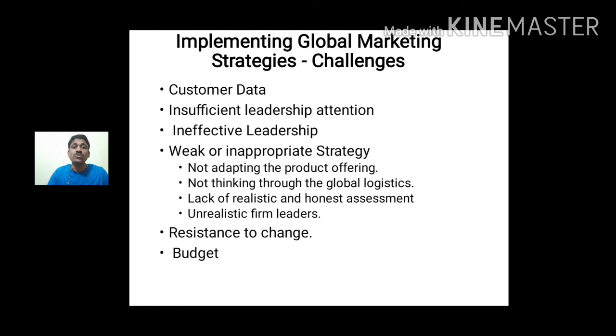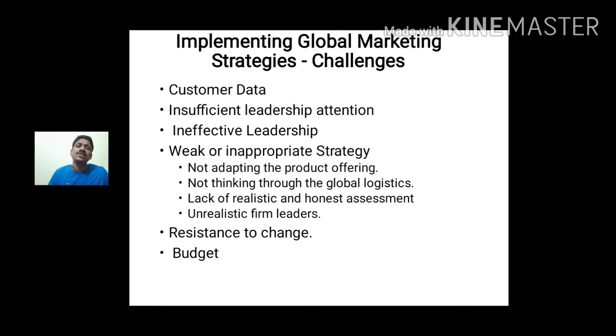And sometimes one more challenge is unrealistic firm leaders. The firm leaders are not realistic. They will give false information. They will give information like we have achieved something which is not actually achieved. Such kind of false information leads to inappropriate global strategies, and implementing it may not be possible. So that will be the problem.